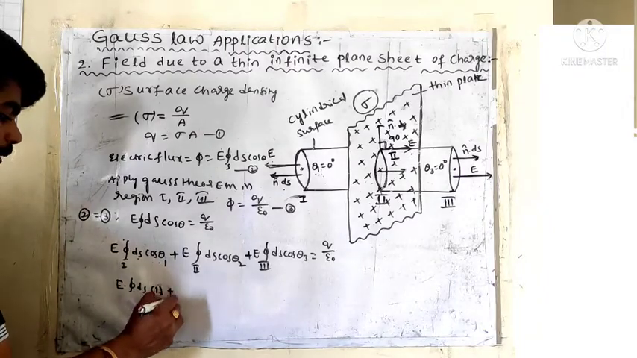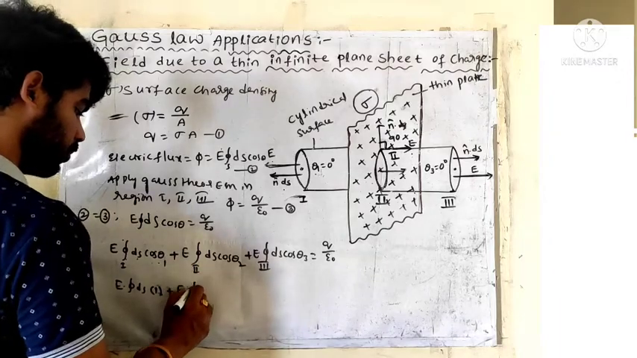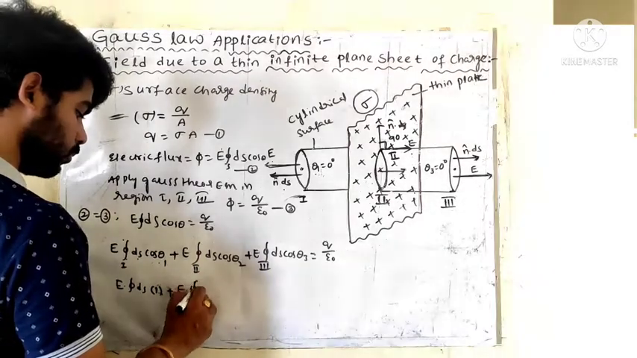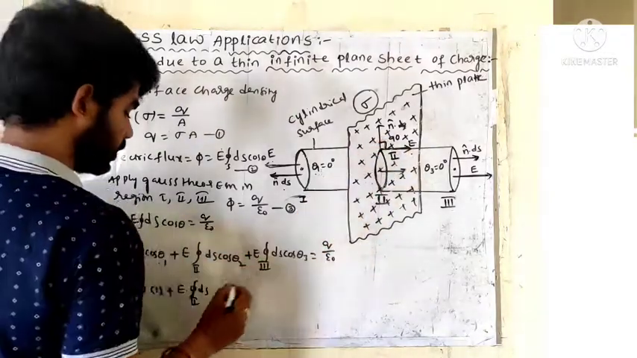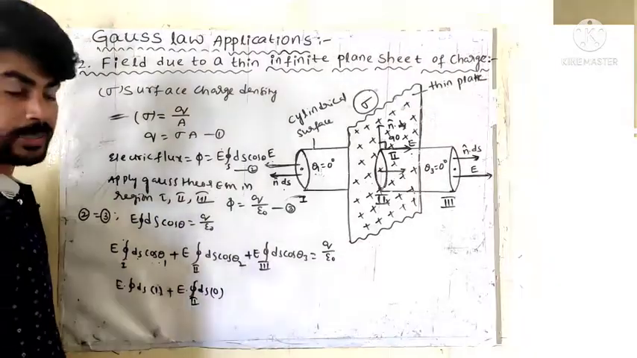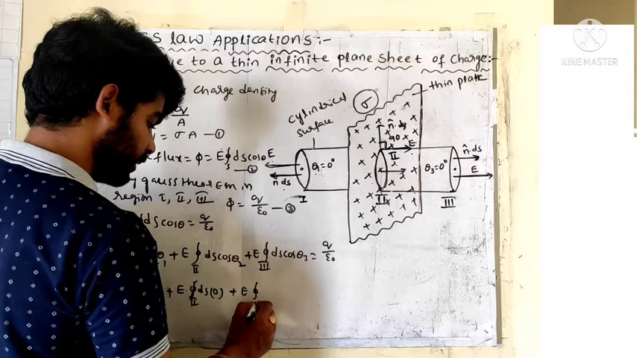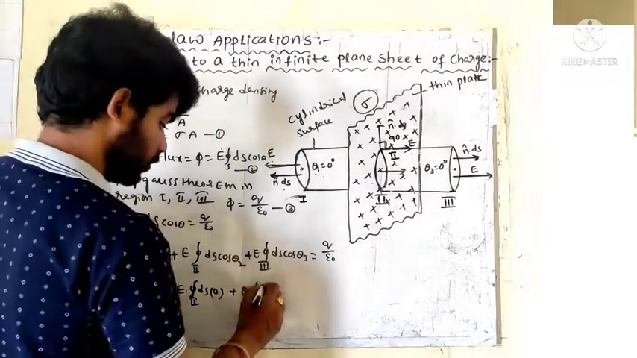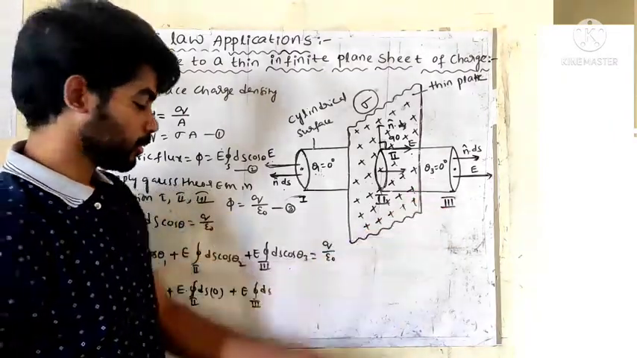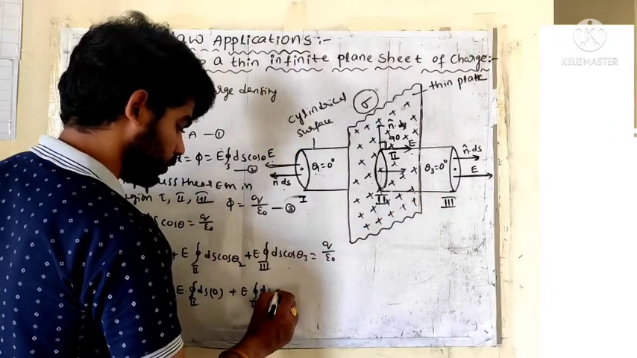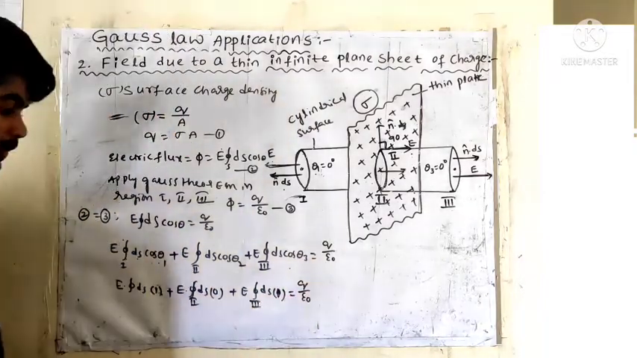Cos 0 value is 1, plus E into the closed surface integral at region 2, ds into cos theta 2. Theta 2 is equal to how much? 90 degrees. Cos 90 value is 0, plus E into the closed surface integral at region 3, ds into cos theta 3. Cos theta 3 is equal to cos 0, value 1. So this is equal to q by epsilon naught.